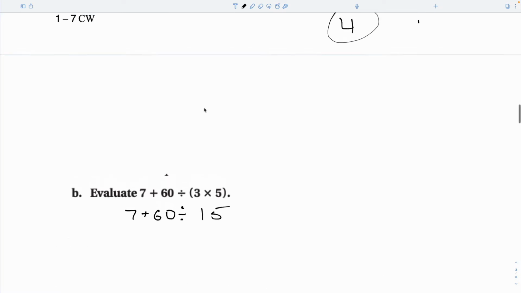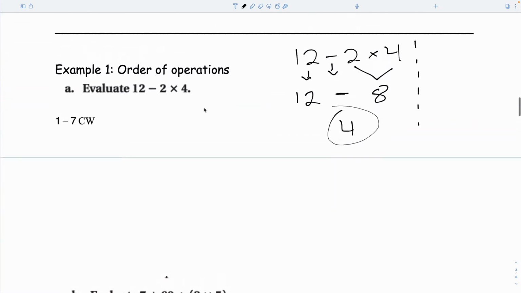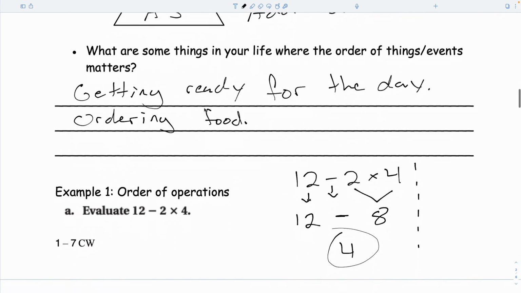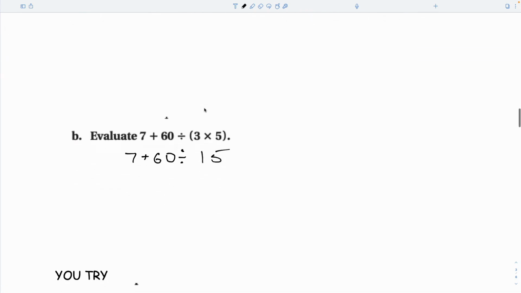Next, I don't have any exponents. Those come later. Multiply and divide. There is something happening. Daniel, what's going on next?